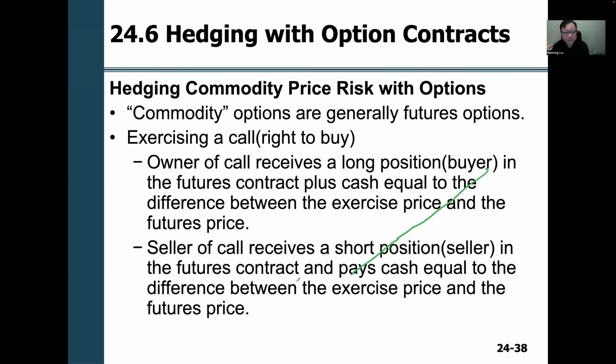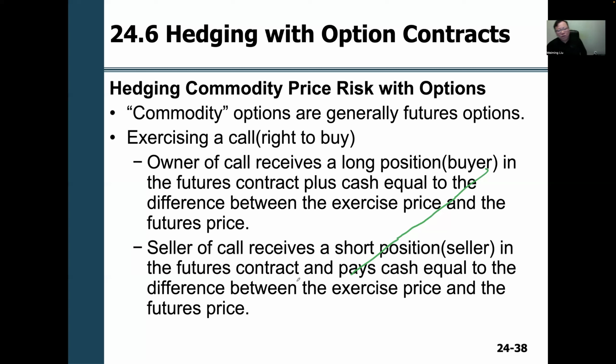Commodity options are generally futures options. Exercising a call, remember, a call is the right to buy. The owner of a call has the right to buy, so they receive a long position, which is the position of a buyer, in the futures contract, plus cash equal to the difference between the exercise price and the futures price. They only exercise the option when they are in a good position, when they are making money. So the owner of a call receives cash equal to the difference between the exercise price and the futures price. When the futures price is higher than the exercise price, they get the difference back, because it's only to their benefit when they exercise the option.